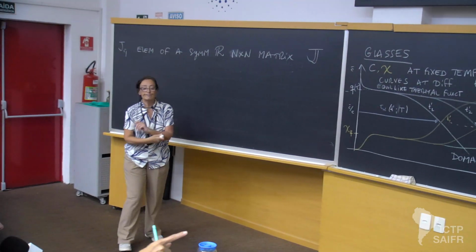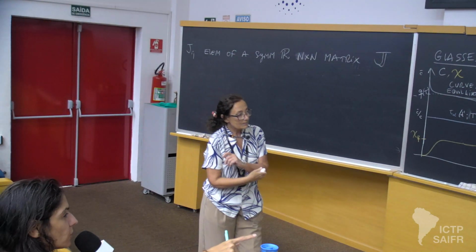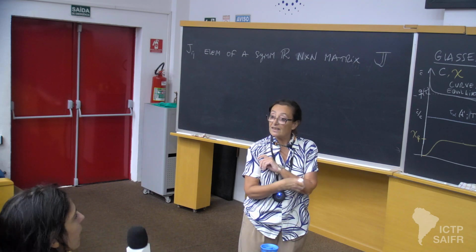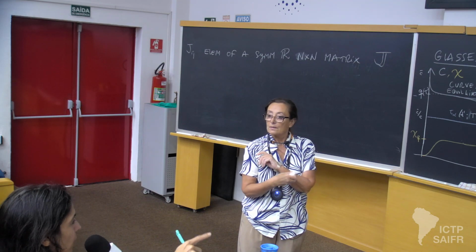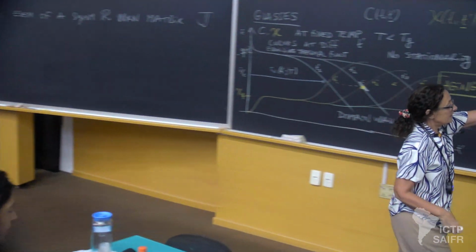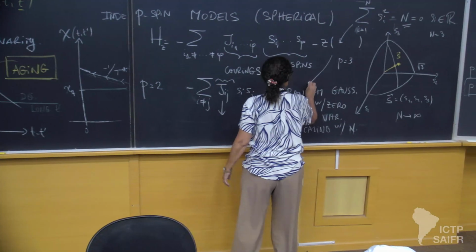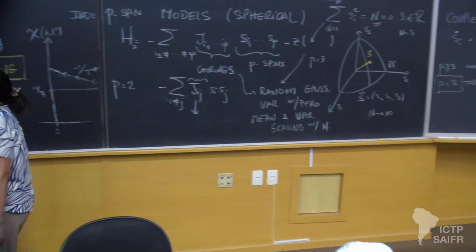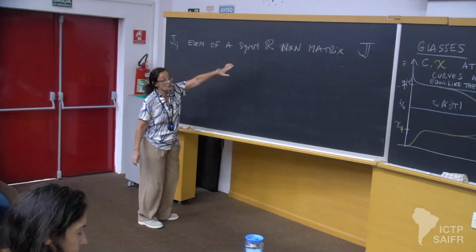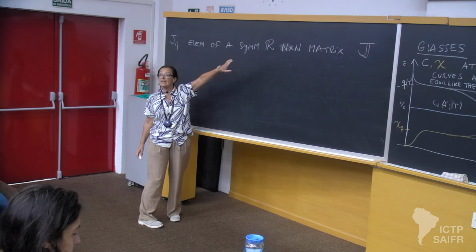Letícia: A clarification. You keep p equals 2, but you keep the spherical constraint? I keep the spherical constraint. So the Hamiltonian has two terms. Exactly, it has two terms. It also has the term that's here. So I have the J_ij's organized as the elements of this symmetric real matrix.